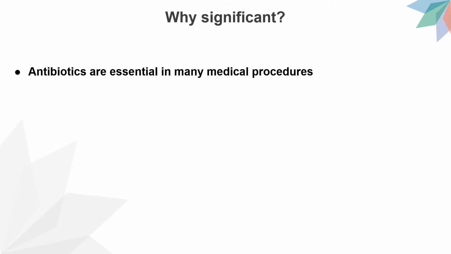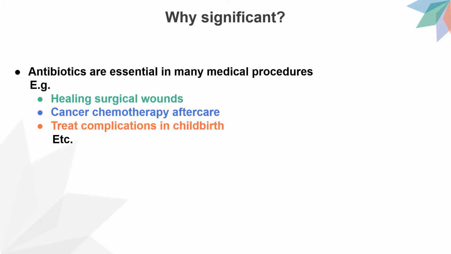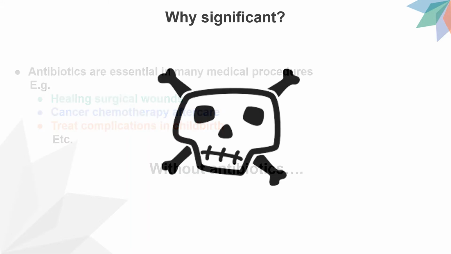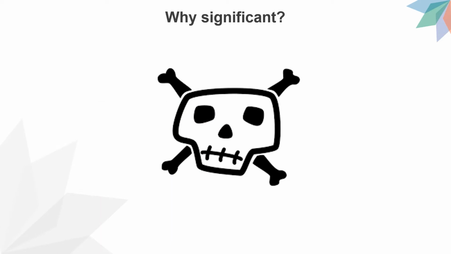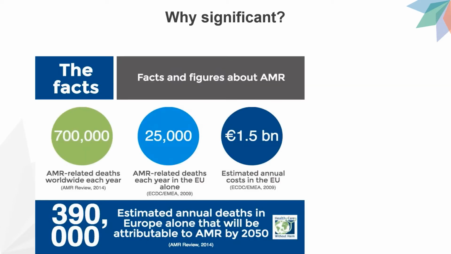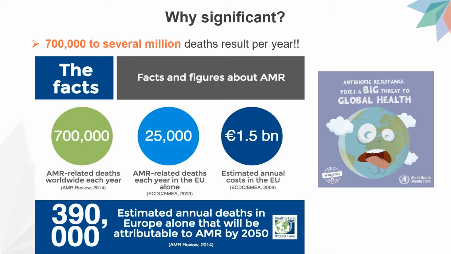Presently, many medical procedures depend on antibiotics for patient survival, such as healing surgical wounds, cancer chemotherapy aftercare, and to treat complications in childbirth, to name a few. If antibiotics become useless, millions of people can die when many medical procedures become impossible. As we can see from this chart taken from WHO, at present, 700,000 to several million deaths result each year from antibiotic resistance-related complications. This number will likely only increase if preventive measures are not taken.